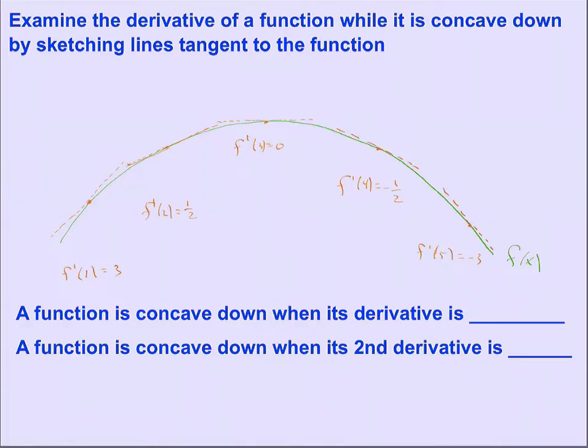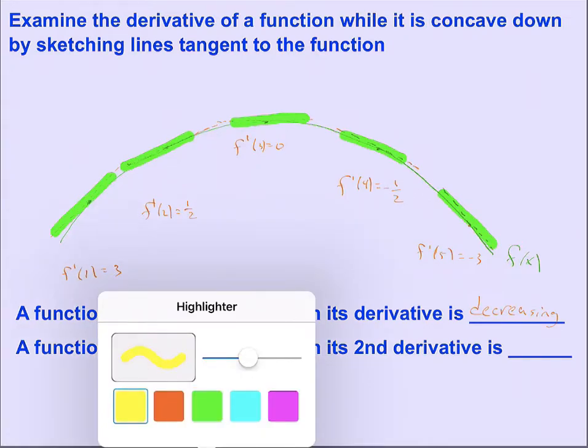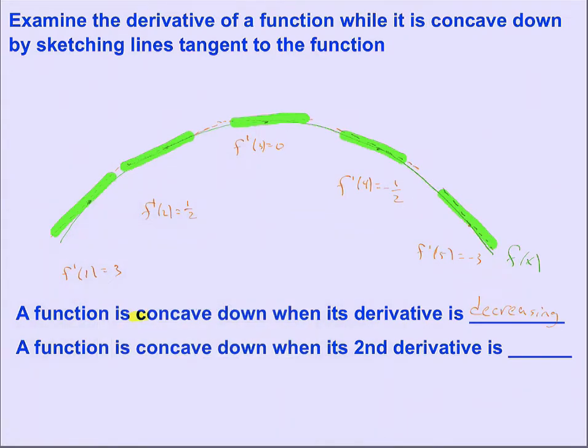So hopefully you can see what I'm getting at here, that when a graph is concave up, its derivative was 3, and then 1/2, and then 0, and then negative 1/2, and then negative 3. That derivative has continuously decreased. So the derivative is decreasing. And that is a big, big connection to make. A function is concave down means its derivative is decreasing. Those two things go together. They happen at the same time.